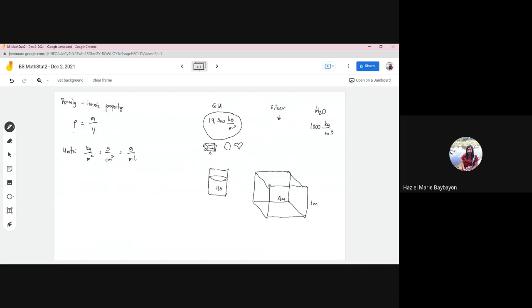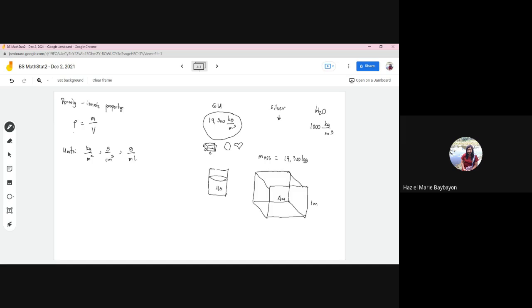Okay, so if this is gold, then its mass is equal to 19,300 kilograms. Okay? So, if we have 1 meter cube of gold, its mass is 19,300 kilograms. Or if this is water, 1 meter cube of water, which is measured like in the water bill, how many cubic meters we consume per month. So, for example, 1 meter cube of water has a mass of 1,000 kilograms.